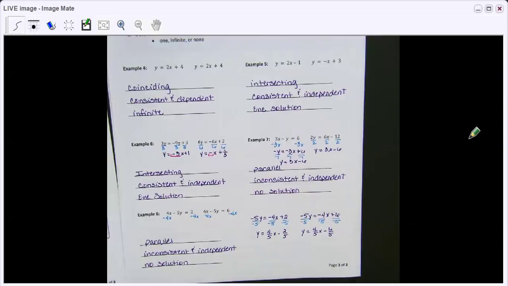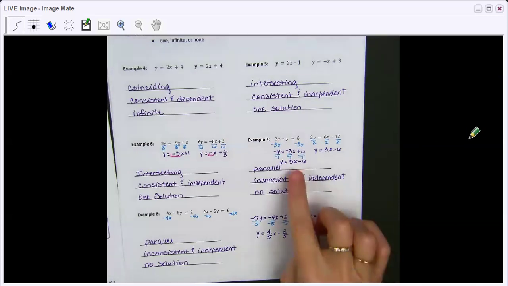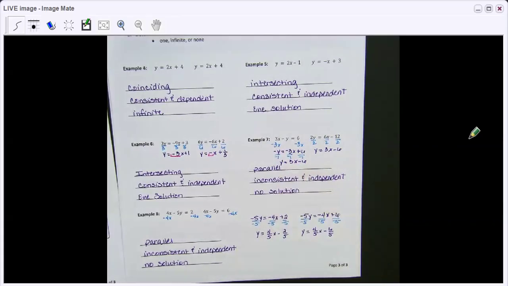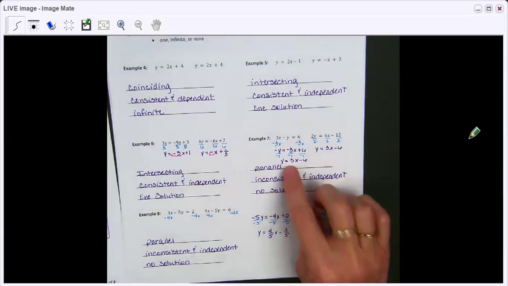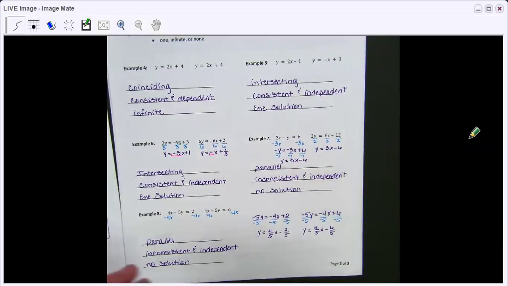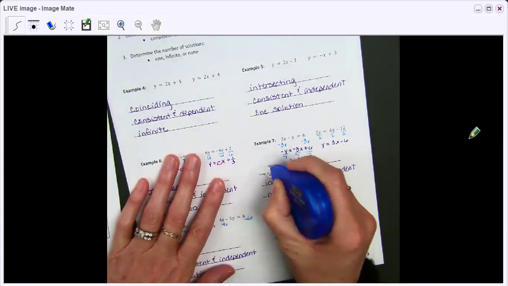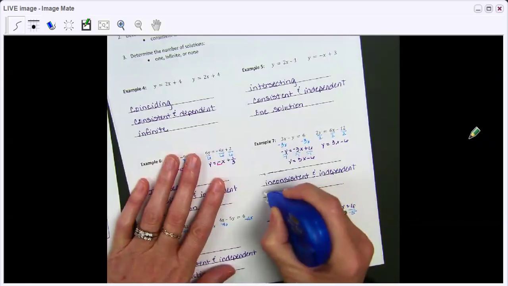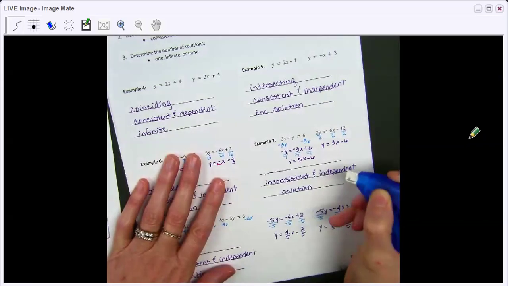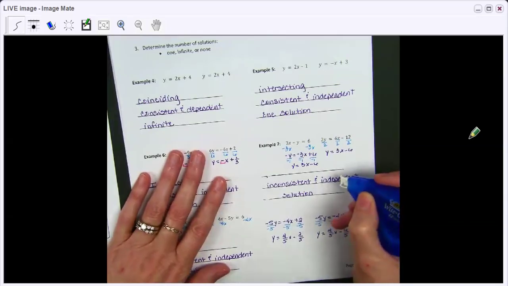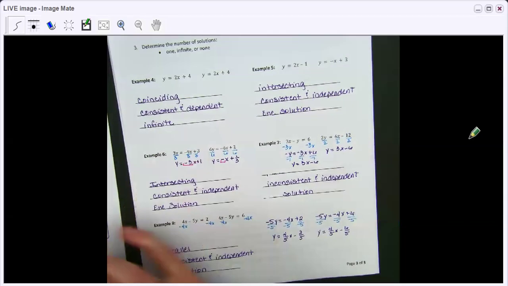Why is example 7 parallel? Oh, did I get that wrong? I mean, it's the exact same, that's why. Oh, you know what? I was just looking at the slope. You guys are correct. Okay. It's coinciding. And that means that it's infinite solutions. And that means that it is, so let me write that down.